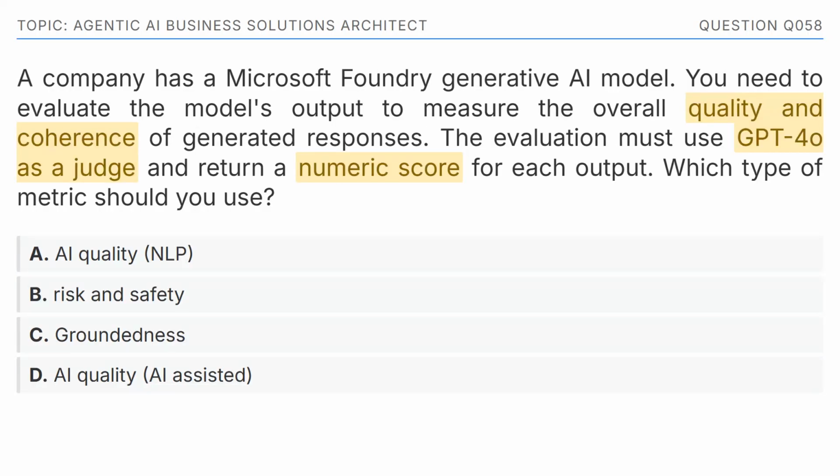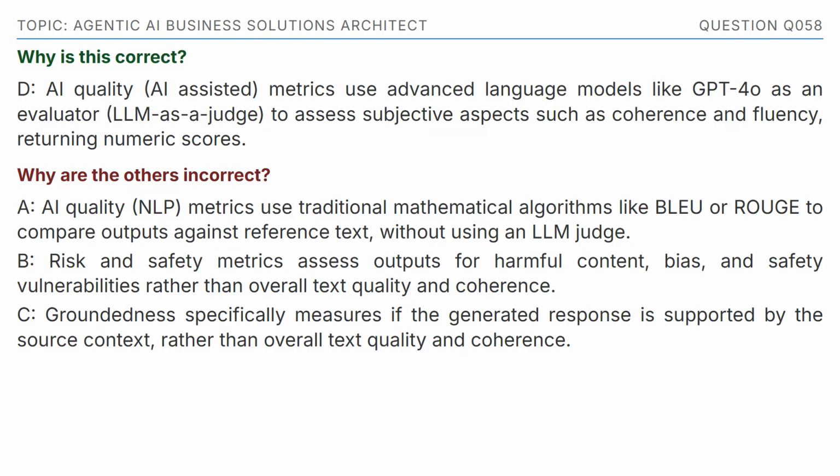To arrive at the correct answer, we focus on the keywords GPT-4o as a judge, quality and coherence, numeric score, evaluate output. The correct answer is option D, AI quality, AI assisted. Why is this correct? D.